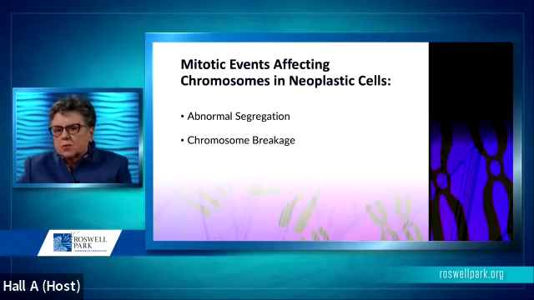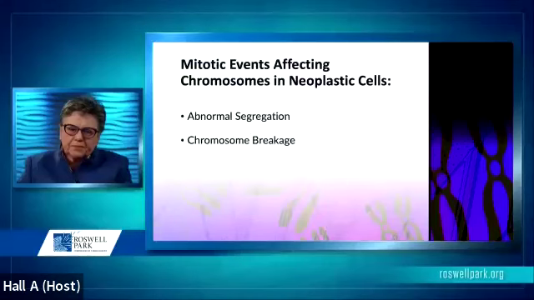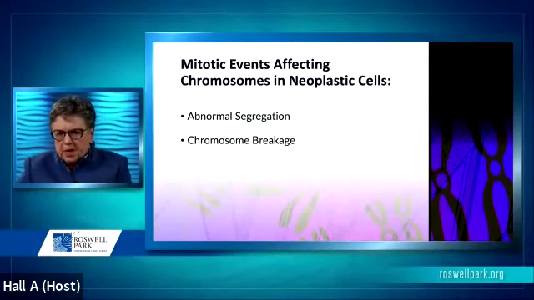So what sorts of chromosome abnormalities were observed? They were mostly mitotic events of abnormal segregation and chromosome breakage. Abnormal segregation led to gain and loss of chromosomes, while chromosome breakage led to rearrangements, deletions, or inversions of chromosomes.